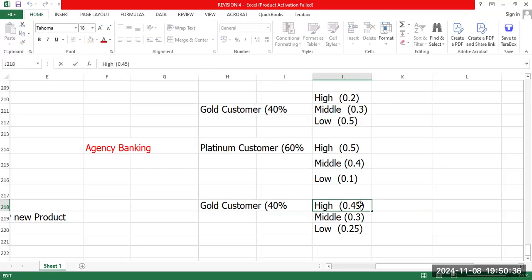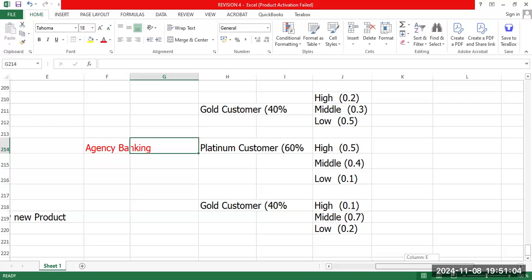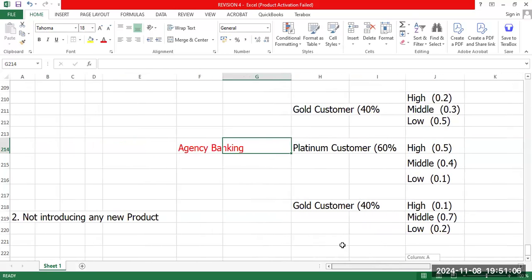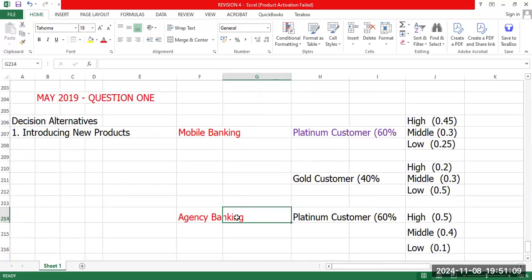Then gold high. What is the probability? 0.1. Then middle is 0.7. Then low, 0.2. Perfect. Now you're also done with agency banking.